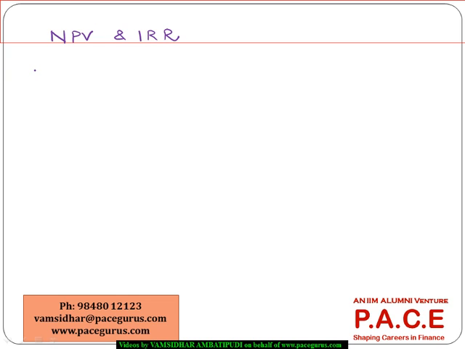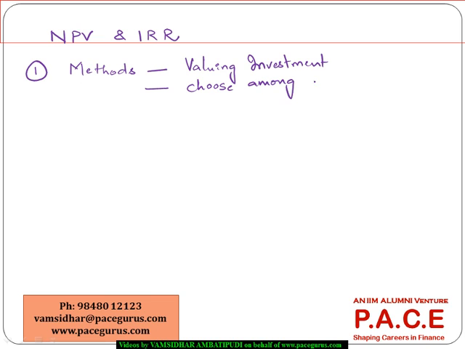So one of the first points I can talk of: both of these are methods which are generally accepted heavily in the industry for valuing investments and choosing which one is better. If there are many alternatives with respect to investment, choose among the different kinds of alternatives. While NPV is one method, the IRR is the other important method. So we can very well get into finding the value of an investment, and if there are multiple such alternatives available, I can very well choose the best among them.